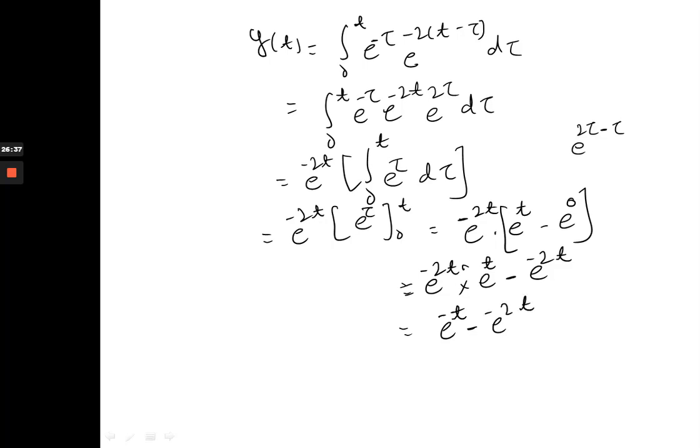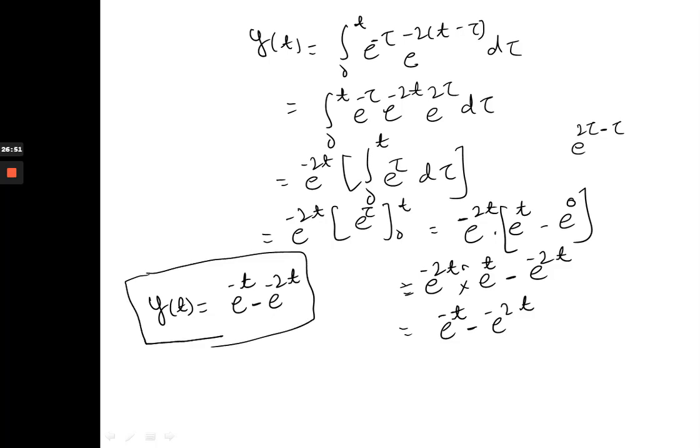Means y of t equals e raised to minus t minus e raised to minus 2t for t greater than or equal to 0. And if we plot the graph, then we are getting this graph. The y of t graph is like this. This will start from 0 and this.